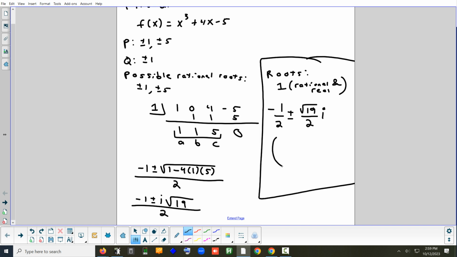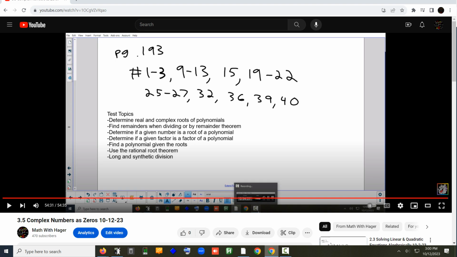Now, what about these? Are those real or imaginary? Those are imaginary. So if you have to classify them, the first one was rational and real, and the second one is imaginary. So that covers synthetic division, finding roots, and the rational root theorem. Yep, we did all of them there.